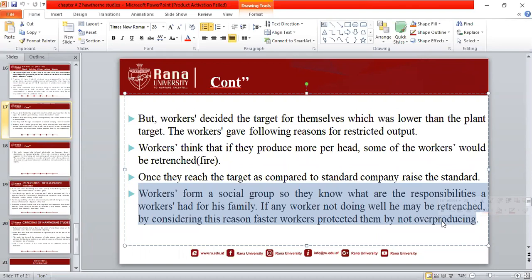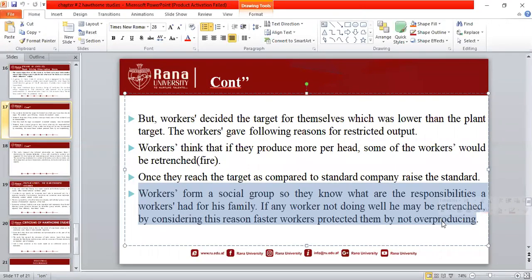Look, inside the organization, those people who are coming to work have families, a lot of social responsibilities, children. That's why they form a group, and inside the group they decide that we will not perform up to the expectation of the organization. We will perform up to our level best. Because if one of us performs extraordinarily, maybe one or two persons inside the group will be unable to perform.